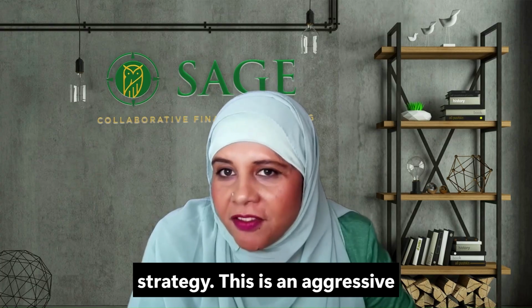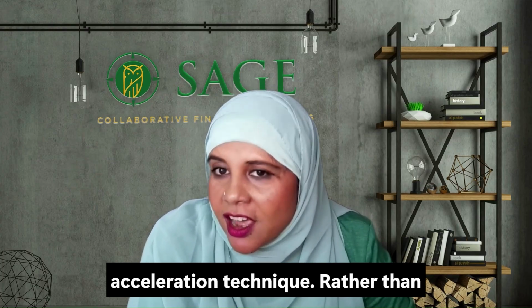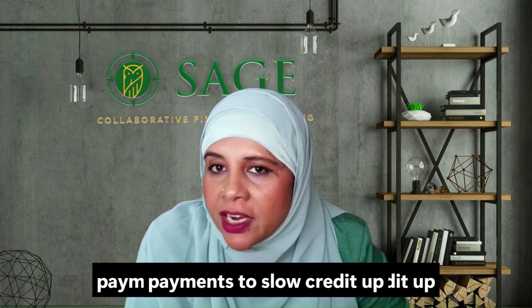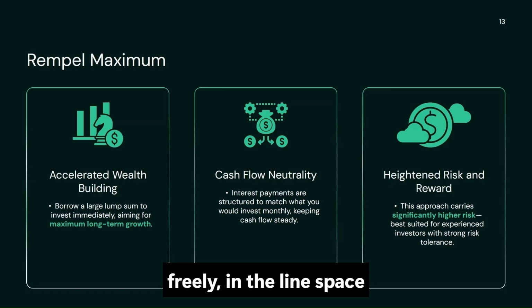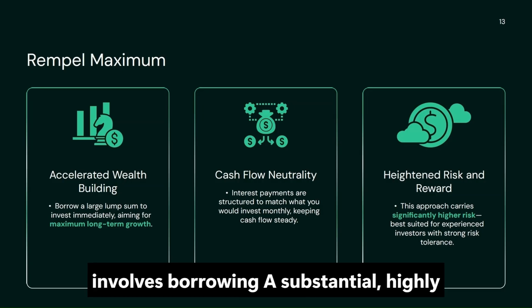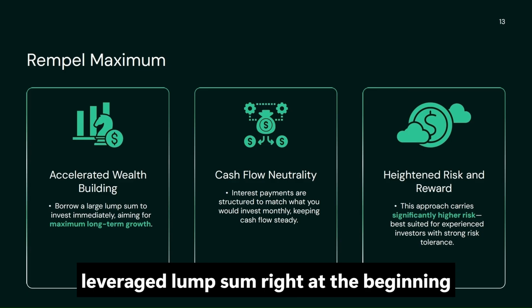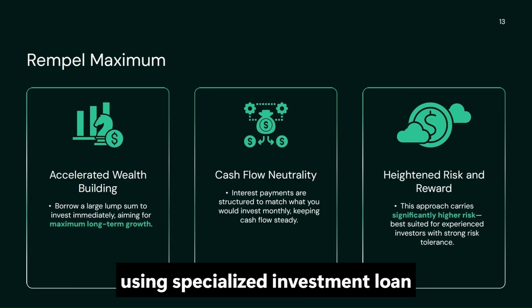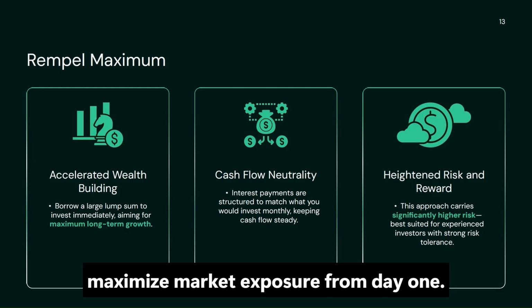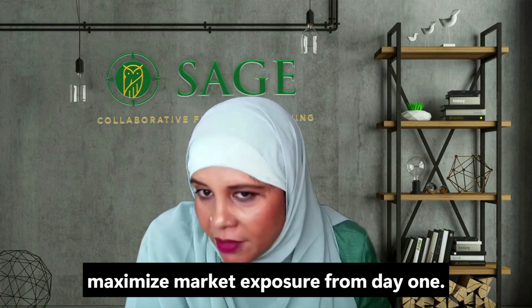The seventh is the Rempel maximum strategy. This is an aggressive acceleration technique. Rather than waiting for your regular mortgage payments to slowly create room in the line, which could take decades, this strategy involves borrowing a substantial, highly leveraged lump sum right at the beginning using specialized investment loan structures alongside your home equity to maximize market exposure from day one.